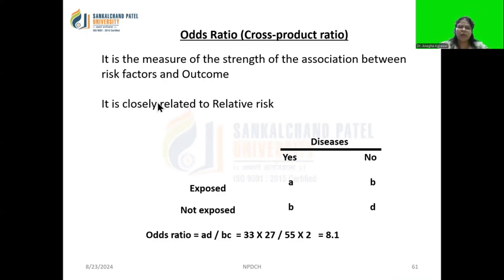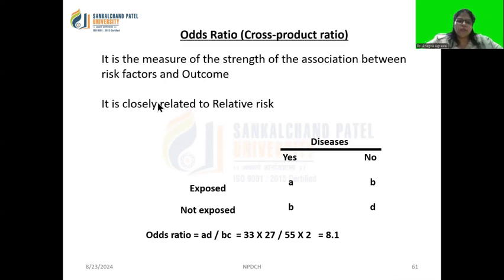Whenever the odds ratio comes as 1, there is no association between your risk factor and outcome. Whereas if your odds ratio is more than 1, then there is a positive correlation between your risk factor and the outcome. That means if one is increasing, the other will increase: if the risk factor increases, the amount of disease will increase. Whereas if your odds ratio is less than 1, there is a negative correlation between the two. What does that mean? That means if the risk factor increases, the disease will decrease.